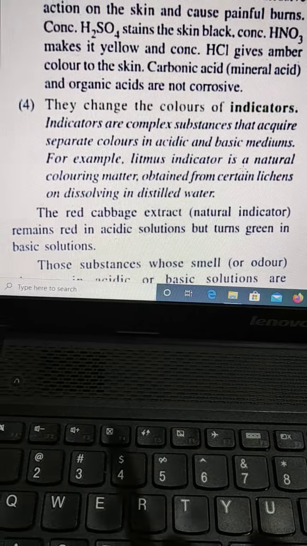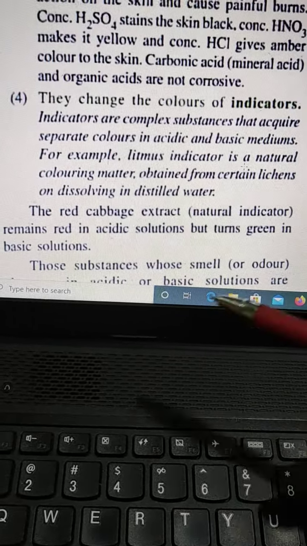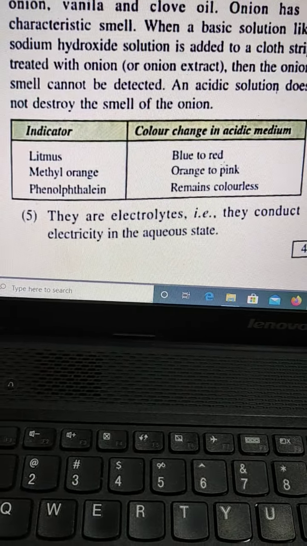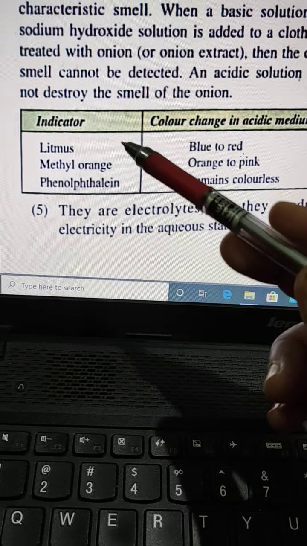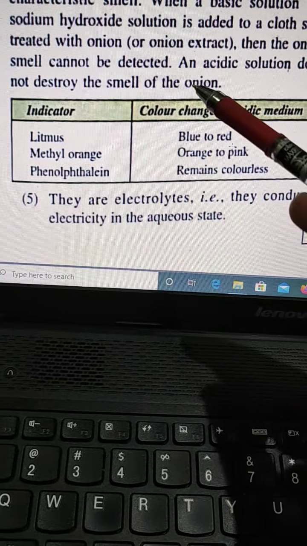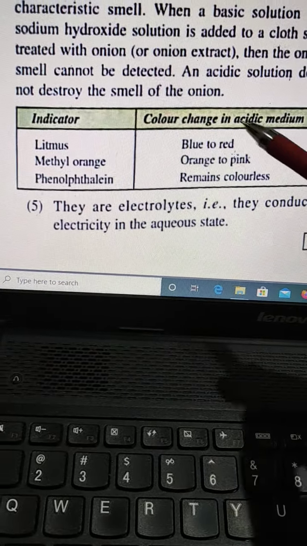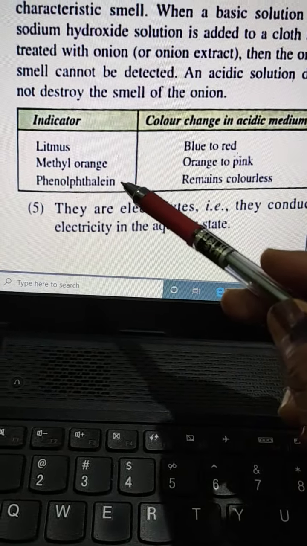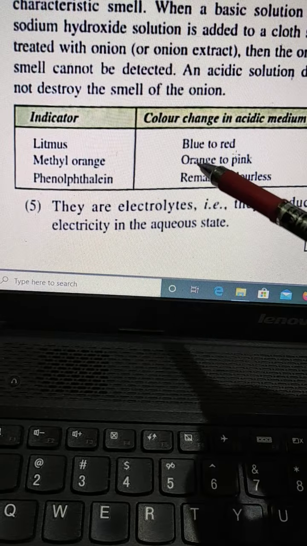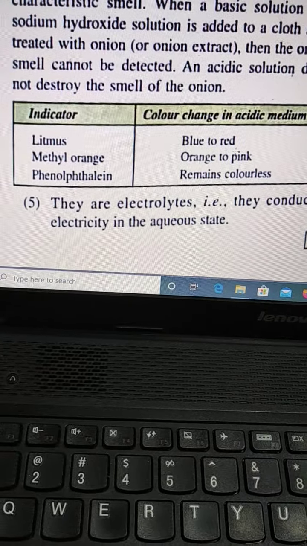Now, there is a term called indicators. We have to understand what it means. Indicators are complex substances that change their color in acidic and basic medium. Examples of indicators are litmus, which can be either blue or red, methyl orange, and phenolphthalein. For an acidic solution, if you have a blue litmus solution, it will turn red. If you add methyl orange indicator to acidic medium, it will change from orange to pink, and phenolphthalein solution in acidic medium remains colorless.